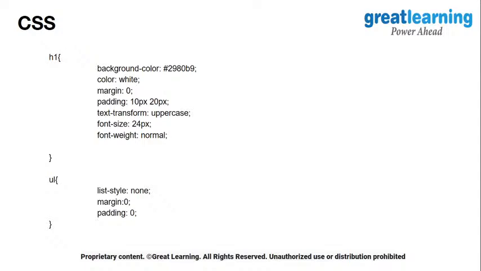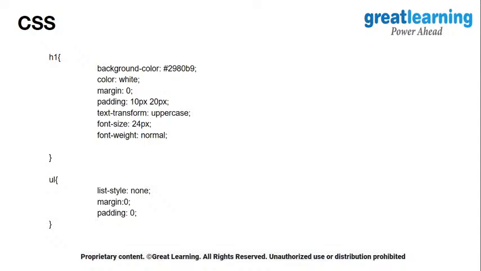Okay, so this is background color. We changed it. We changed its text color. We added margin, padding, all those things. Text transform. What does it mean? Whatever is the content in the h1 tag, it will be transformed to uppercase. Even if something is written in lowercase, it will be transformed to uppercase. Then font size, font weight.